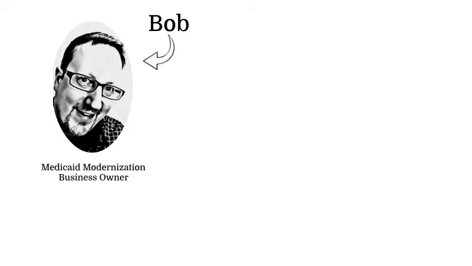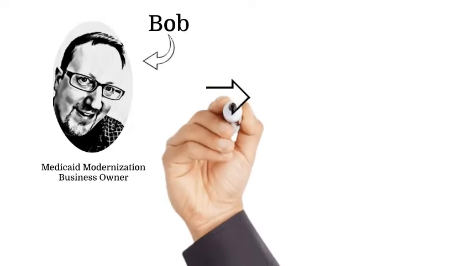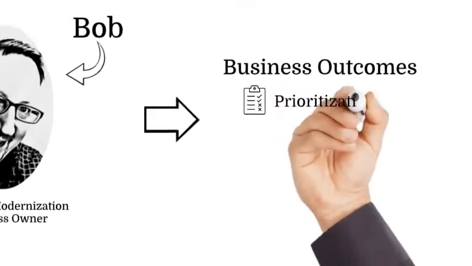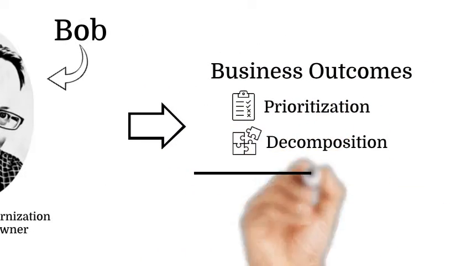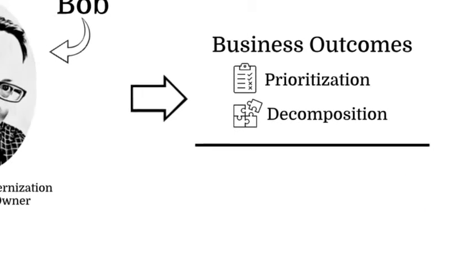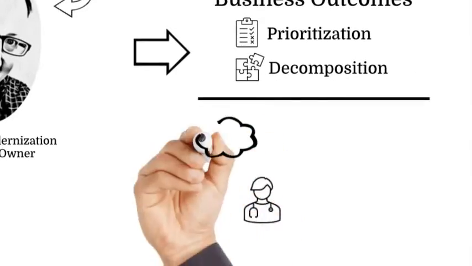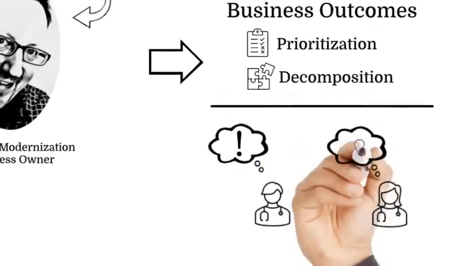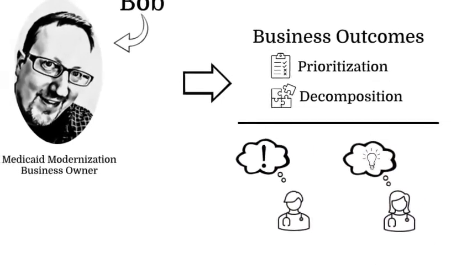I am the business owner for the modernization effort, and I have the primary responsibility for prioritizing and decomposing our target business outcomes for the team. I will be walking through the outcomes we've prioritized as a starting point for our effort and provide examples of the pain points and improvement ideas we've received from our providers as the top priority items.